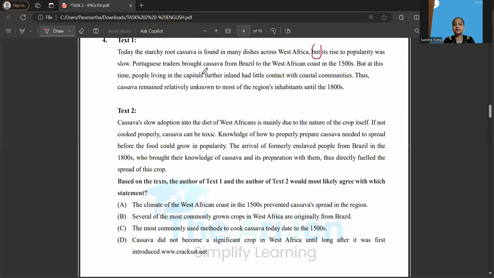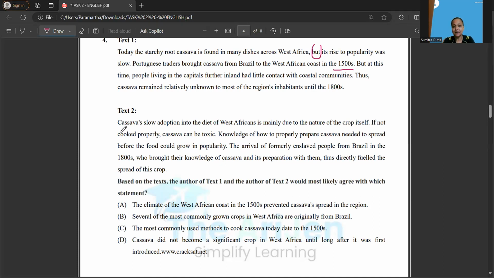Portuguese traders brought cassava from Brazil to the West African coast in the 1500s. But at this time, people living in the capitals farther inland had little contact with coastal communities. Thus, cassava remained relatively unknown to most of the region's inhabitants until the 1800s. So till now, after the Portuguese brought it in 1500, it was unknown to the people of West Africa till 1800. This is in text 1.